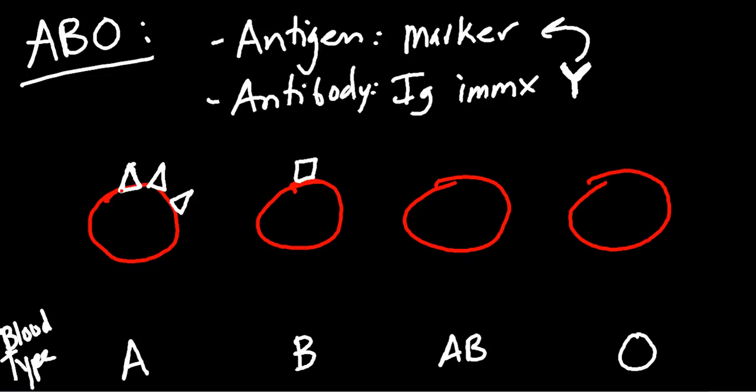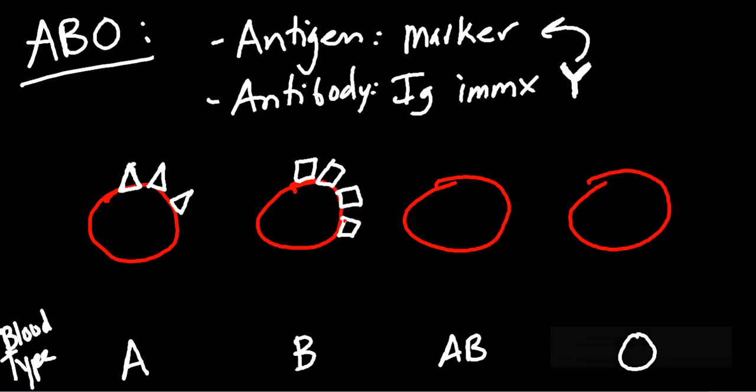So for patient A, they're going to have a whole bunch of A antigen on the outside of their red blood cells. Notice how they don't have any squares, which is going to be our B antigen. Our B antigen in someone that has B type blood is going to have a whole bunch of B antigen.